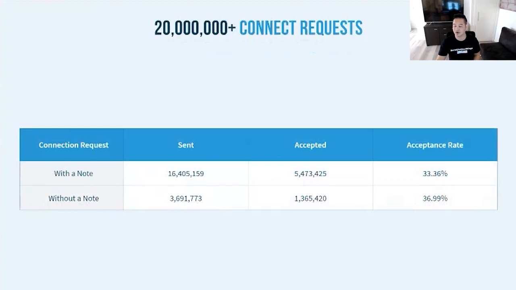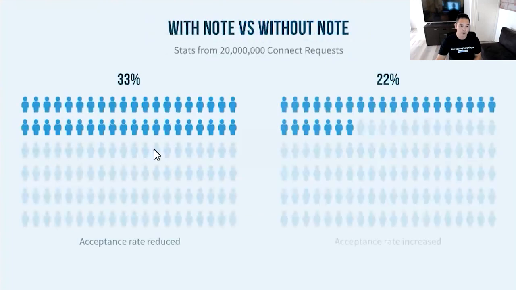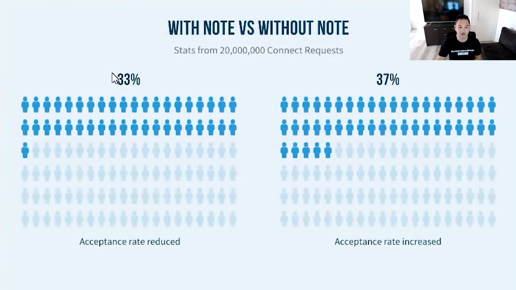And here are the acceptance rates and the results. When you sent a connection request with a note, the acceptance rate was 33%. When you sent it without a note, it was 37%. So the acceptance rate actually increased when you sent a connection request without a note. So I'm going to bust a myth right here. Every LinkedIn guru will tell you that when you send a connection request, you need to send it with a personalized note. For the longest time, I used to teach the same thing: don't be lazy, personalize the note, make it relevant to them. The fact is, it doesn't matter, and we've got the data to prove it.